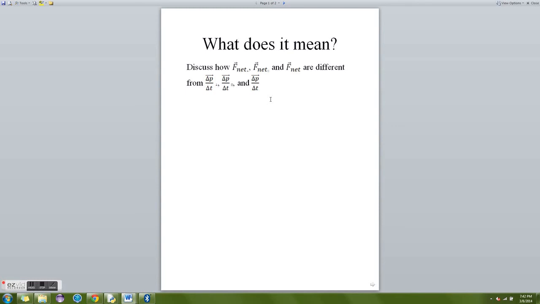Now, the only way they're connected is by Newton's second law. We can find the change of momentum from, say, the positions like we did in the lab. However, we cannot find the net force without Newton's second law.